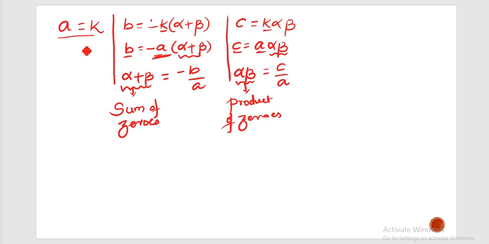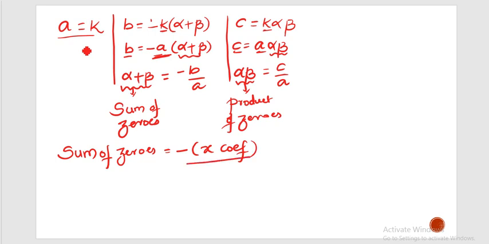So what is B here? B is nothing but the x coefficient, no? A is nothing but the x square coefficient. Here C is the constant term, A is the x square coefficient, right? So from this we can deduce the relationship between the zeros and the coefficients. Sum of zeros is equal to minus x coefficient by x square coefficient.